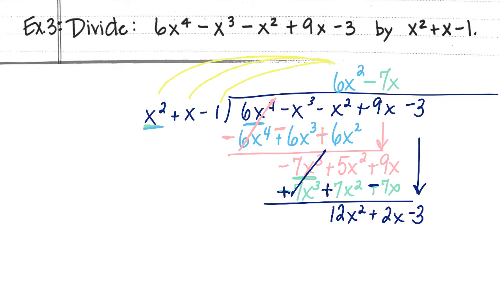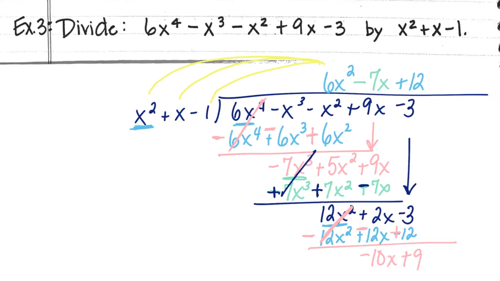How many times does x squared go into 12x squared? It goes 12 times. And look at this. We're going to have a remainder. 12 times x squared is 12x squared. 12 times x is 12x. 12 times negative 1 is negative 12. When I change the signs, I get a remainder of negative 10x plus 9.